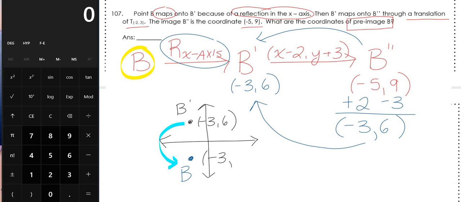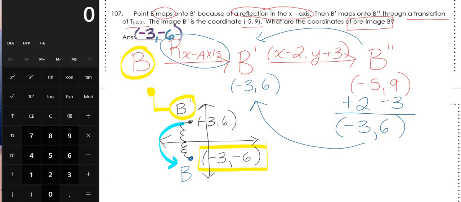So here it would have been negative 6, and then the person would have counted up 6 boxes, gotten to the line of reflection, counted up 6 again, and they get to a positive 6. So your original point had to be negative 3, negative 6. And then, if we think through this again, negative 3, negative 6 turns into B prime after it's reflected. And then B prime is going to translate left 2 and up 3 and end up here at negative 5, 9. But our final answer is the original point, negative 3, negative 6. Let's write that in. Negative 3, negative 6.